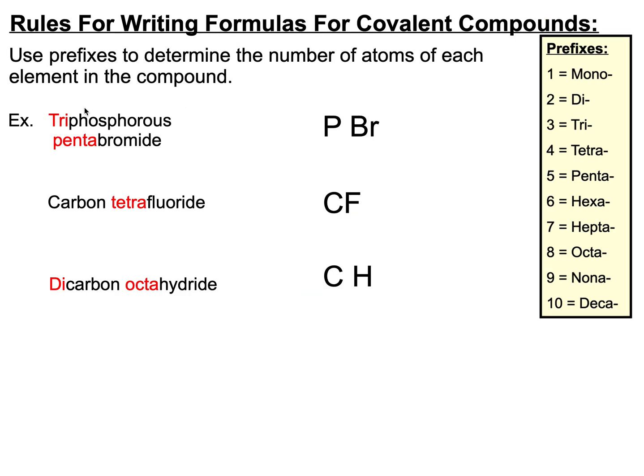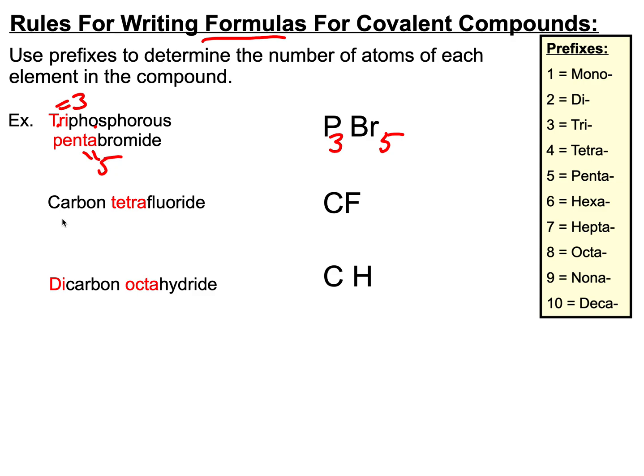All right. When we write formulas, this is unbelievably easy as long as you know your prefixes, because the prefix tells you what there are. There's none of that figure out the charge and crisscross. The prefix tells you how many. Triphosphorus. Tri means 3. Pentabromide. Penta means 5. So, triphosphorus. Put a 3 after the phosphorus, because there's 3 of them. Pentabromide. Penta means 5. Put a 5 after the bromine, because there's 5 of them.